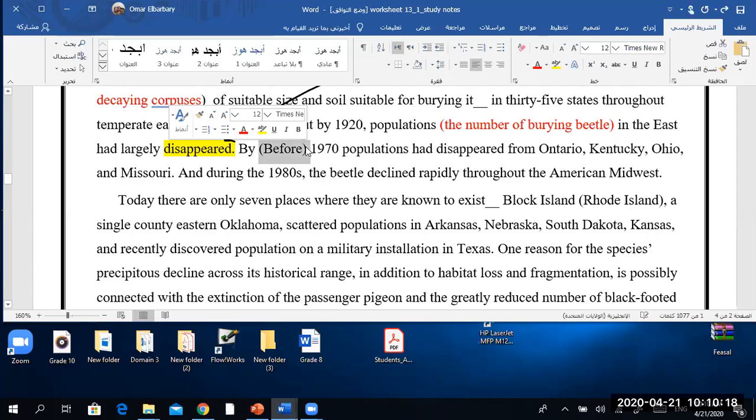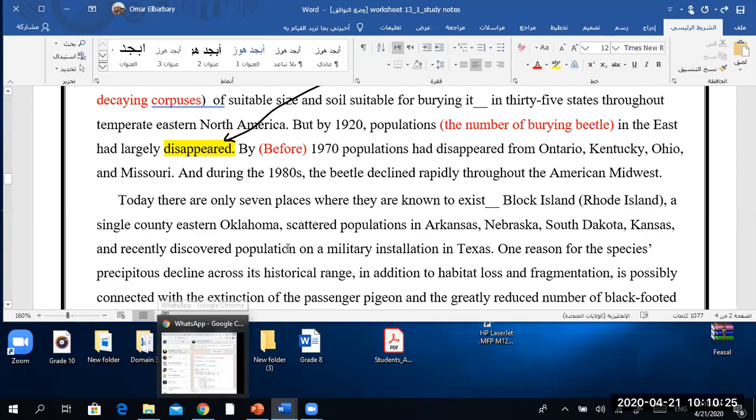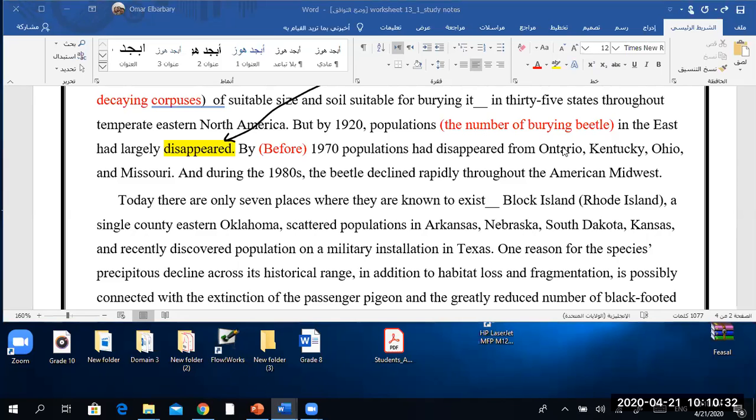Okay, so it's very simple. I know that slips people's mind. So, before 1970, populations had disappeared from Ontario. Of course, we learned about these are places. How do I know? I have never been to America, but these are names of places. How do I know? From the capital letter, right, boys? So, and Kentucky, Ohio, and Missouri. All right, Abdullah, continue reading for us.